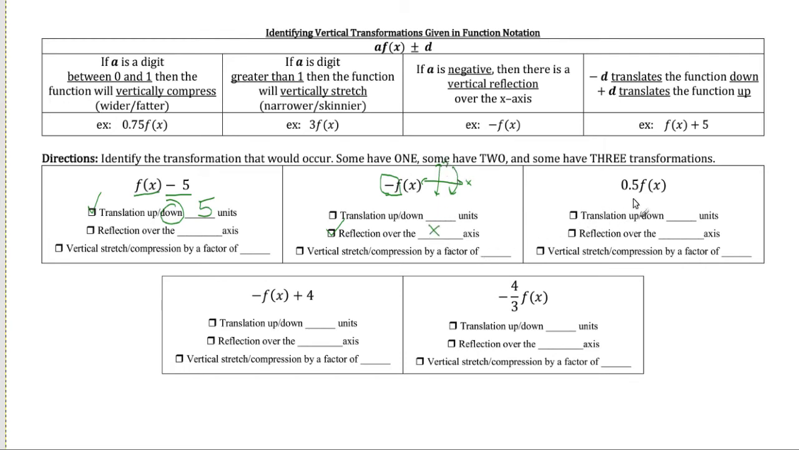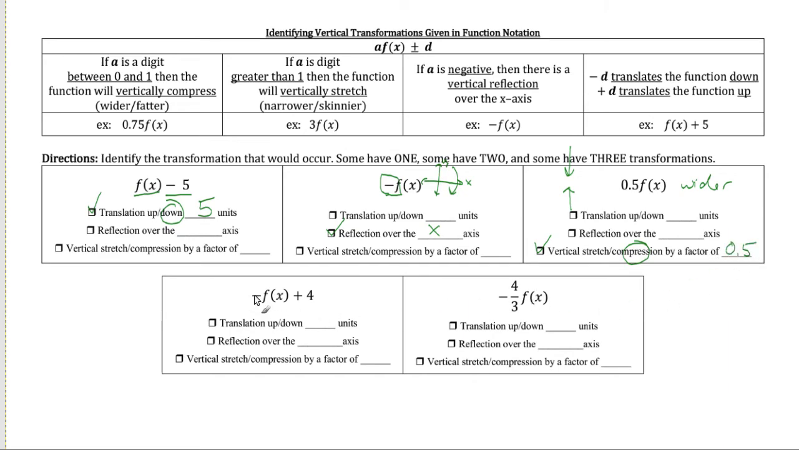Now remember, the 5/10, this will be wider. Like it says, between 0 and 1. It's going to be wider. If it's wider, then we're going to be compressing. So vertical compression by a factor of 5/10.